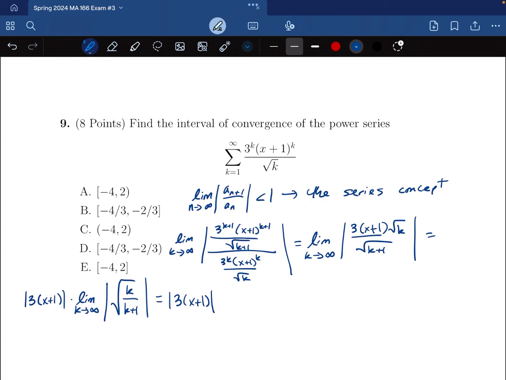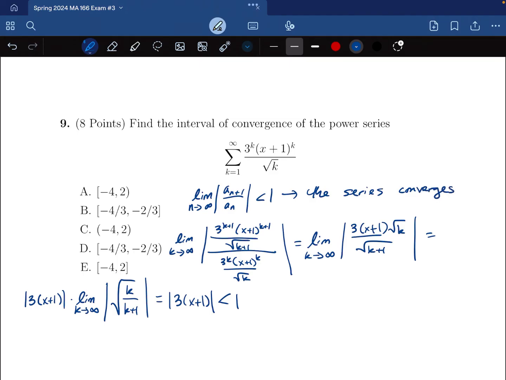So that's our limit. Now to find the interval of convergence, like I mentioned before, we need to set this limit less than 1, because according to the ratio test, if the ratio of two consecutive terms approaches a value less than 1, then the series converges. I don't know why I wrote concept up here. It converges.